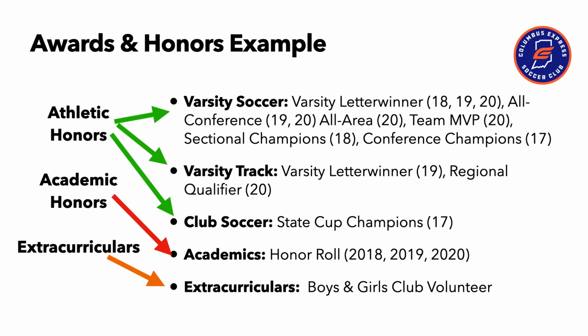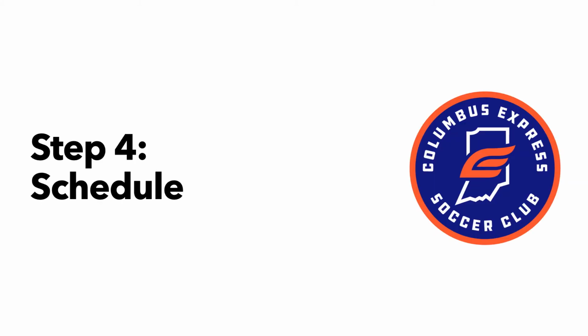So some examples: varsity soccer, varsity track, club track, or club soccer, you have your athletic honors there. I put the years in parentheses. And then you have your academic honors to show that maybe this has happened numerous times. Honor roll, I've had it 3 years. And then extracurriculars, a Boys and Girls Club volunteer.